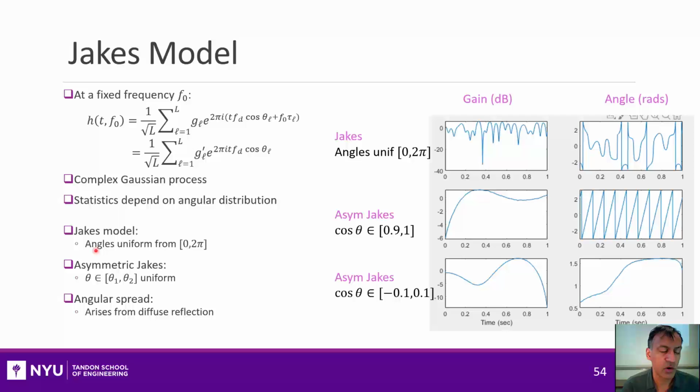There are also what you call asymmetric Jakes processes. In this case, the angles are not from 0 to 2 pi, but from between two angles, something representing, say, a path that has maybe a diffuse scattering.